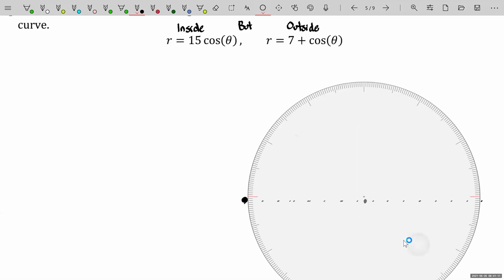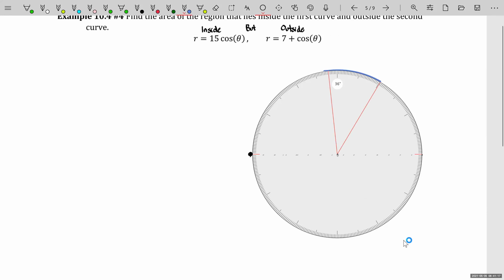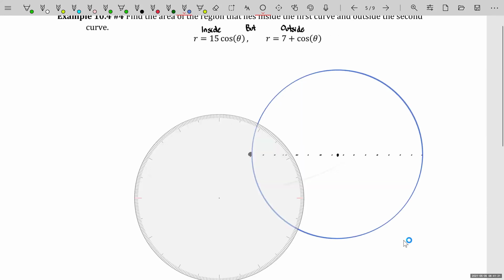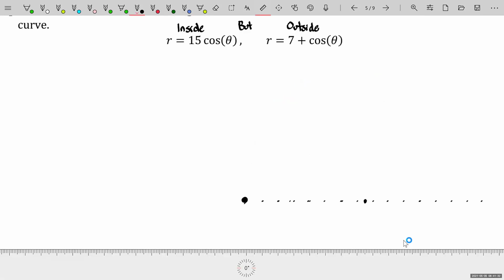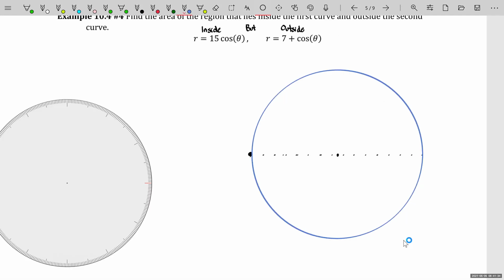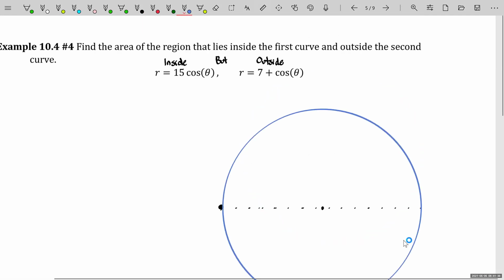So that 15 cosine of theta will actually, when graphed, look like this. It's actually a circle, a literal circle. It doesn't have radius 15. It has diameter 15. It has radius 7.5, actually. So that's kind of an interesting little bit. If you don't believe me about that, let me turn off my ruler. I don't need it. If you don't believe me, build a table really quickly just for that first curve.